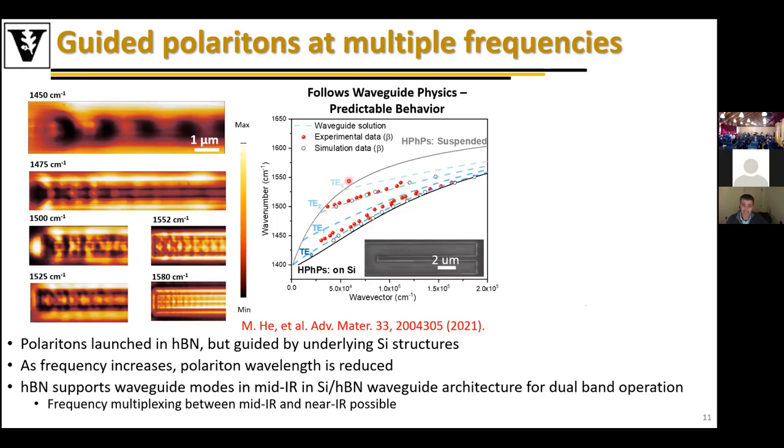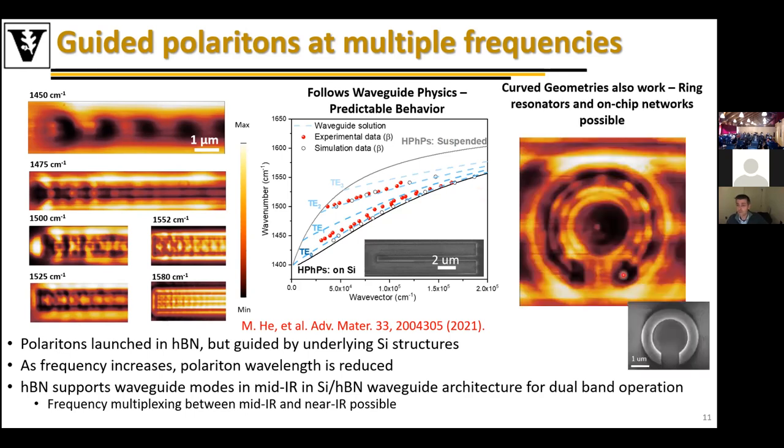There's really no reason that the odd symmetry modes couldn't be observed. We believe this is just due to the structure of our measurement and the actual structures that we're looking at. But that being said, these do follow the anticipated dispersion for a waveguide mode, falling in between that of the hyperbolic polaritons in a suspended or silicon on silicon variety, showing that this does indeed follow that behavior.